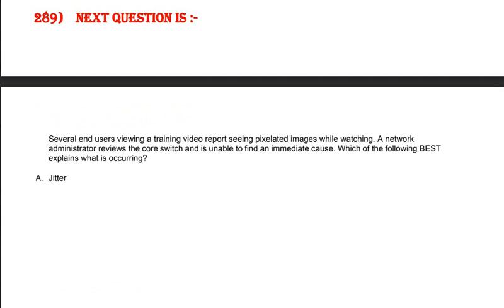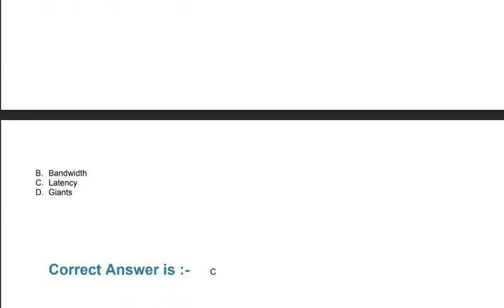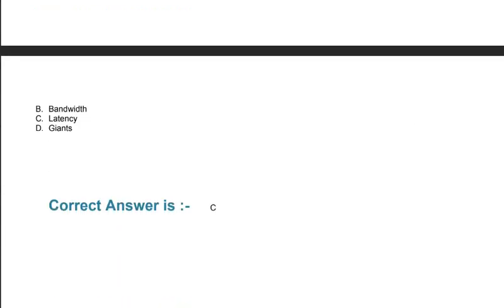Question is, several end users viewing a training video report seeing pixelated images while watching. A network administrator reviews the core switch and is unable to find an immediate cause. Which of the following best explains what is occurring? Option A, jitter. Option B, bandwidth. Option C, latency. Option D, giants. Correct answer is option C.